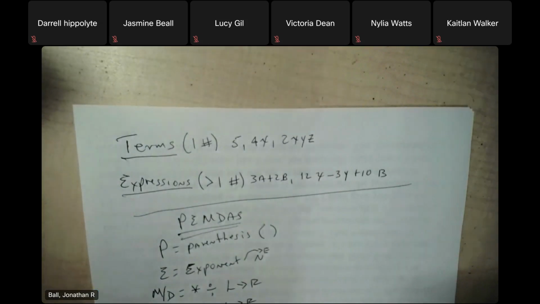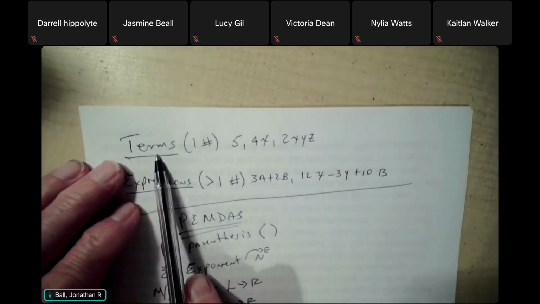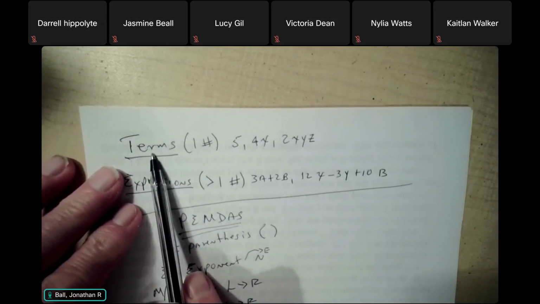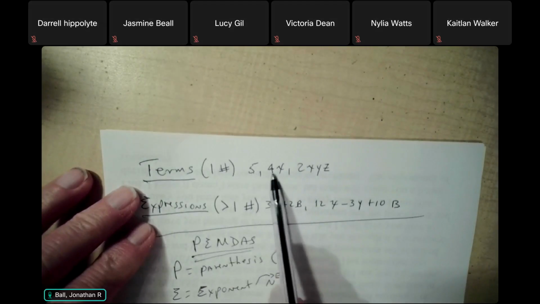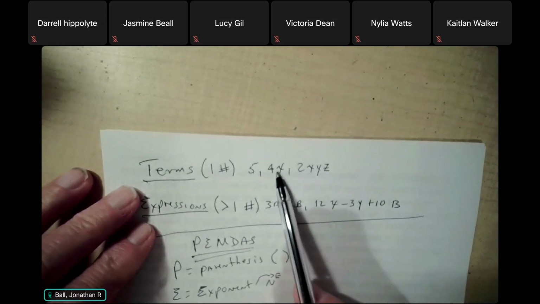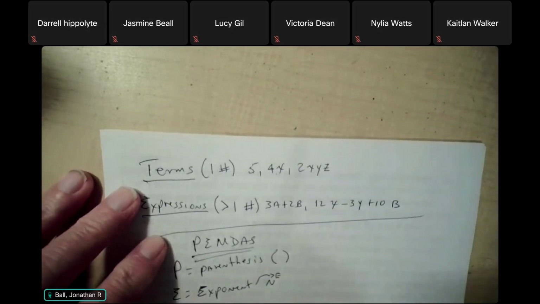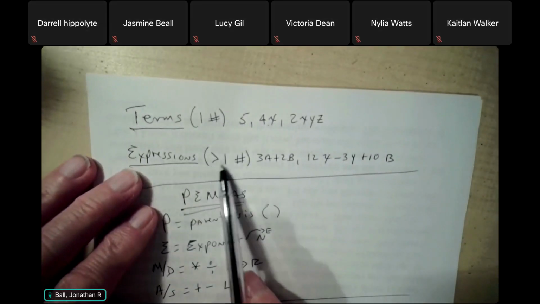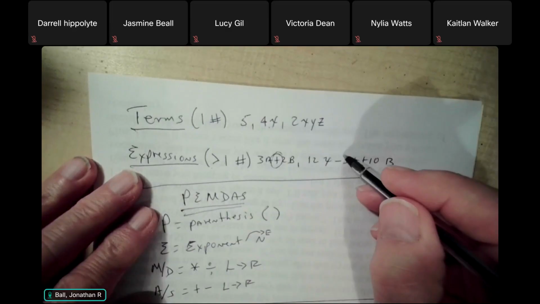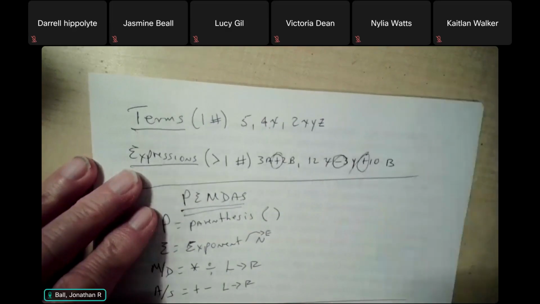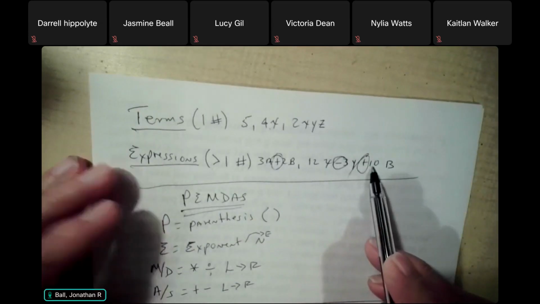Okay. We're going to review what we did last time. These are very important words. Terms are one number, like 5. 4x looks like there's 2 numbers there, but they're treated as 1. And 2xyz, that's also a term. Expressions are greater than one number. 3a plus 2b, if it has a plus or a minus in between them, then it's an expression. There's actually 3 terms in here.